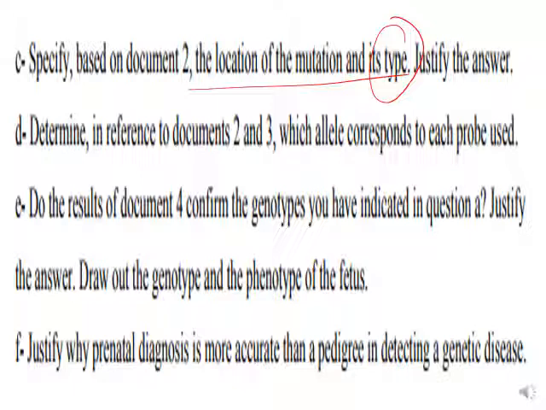Justify why prenatal diagnosis is more accurate. Prenatal diagnosis is more accurate because it depends directly on the gene, and it gives the real genotype, and this will allow us to detect the real phenotype. However, the pedigree permits us to detect the phenotype and the possible genotype, not the real genotype. Okay, thank you.